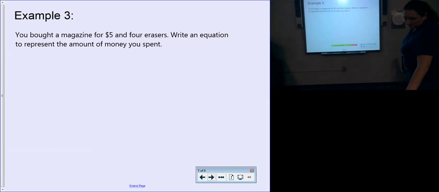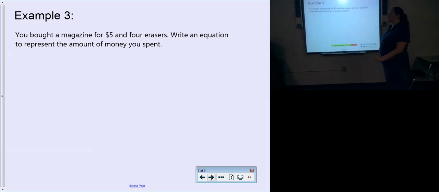All right, next I got, you bought a magazine for $5 and 4 erasers. Write an equation to represent the amount of money you spent. Try and pause the video to see if you can write this equation before you see me do it.